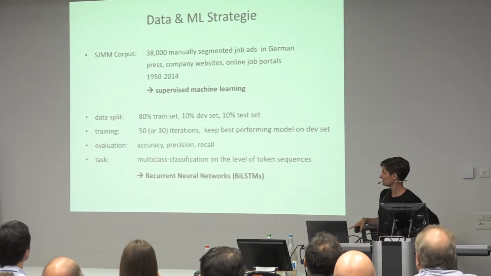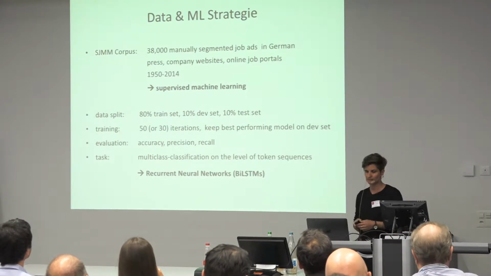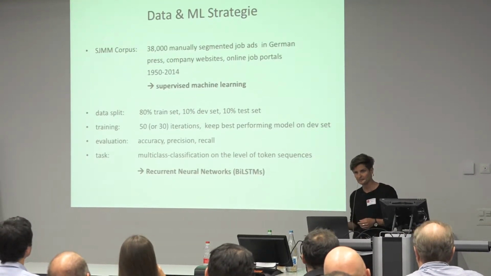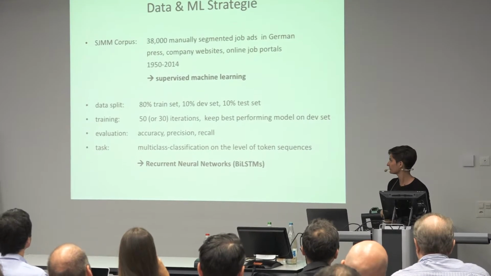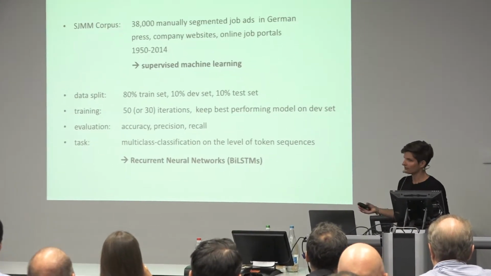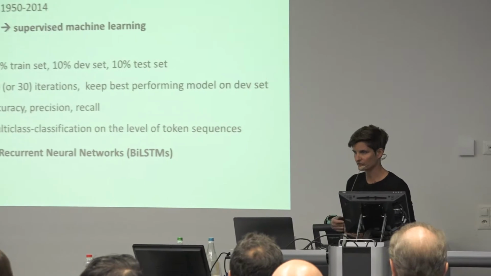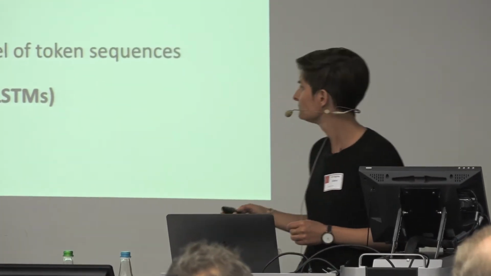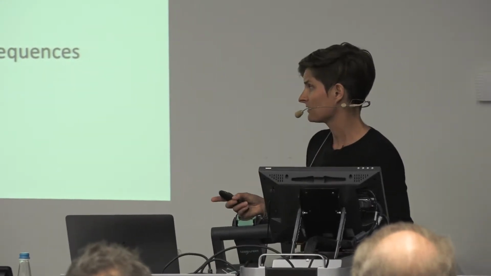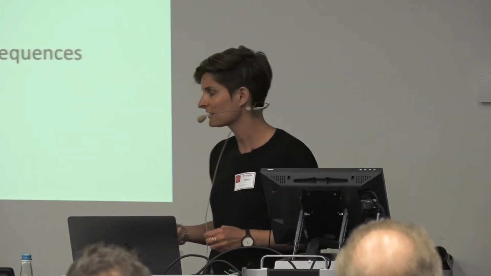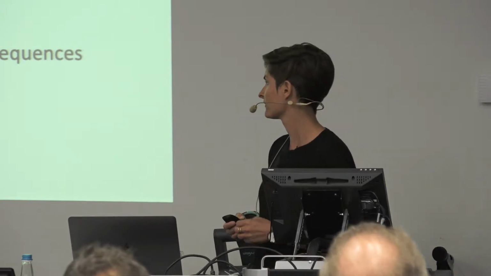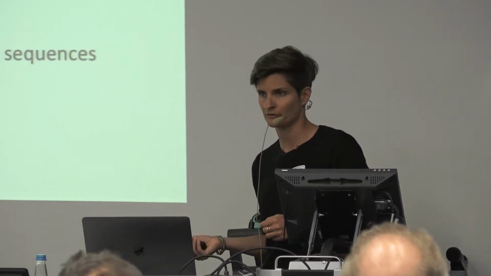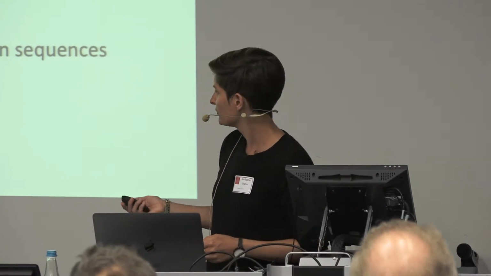We train our models in 50 iterations and always keep the model that performs best on the development set for further evaluation. And we evaluate just global accuracy, precision, and recall, always on a token level. And the task is, as you have seen, a one-label multi-class classification on the level of token sequences, and we tackle this with recurrent neural networks. But before I say a bit more on that, I just want to give you an impression of the difficulty of the task.